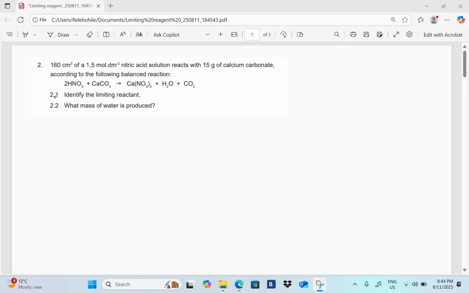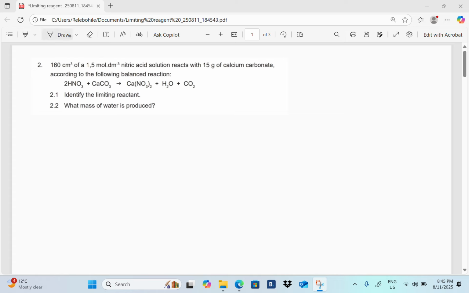The first one says: identify the limiting reactant. The limiting reactant, like the definition states, is the one that will be used up completely, and that means it has to have fewer moles basically. There's quite a process that we need to follow in going about finding this limiting reactant, but the first thing we need to do is look at the information we have.